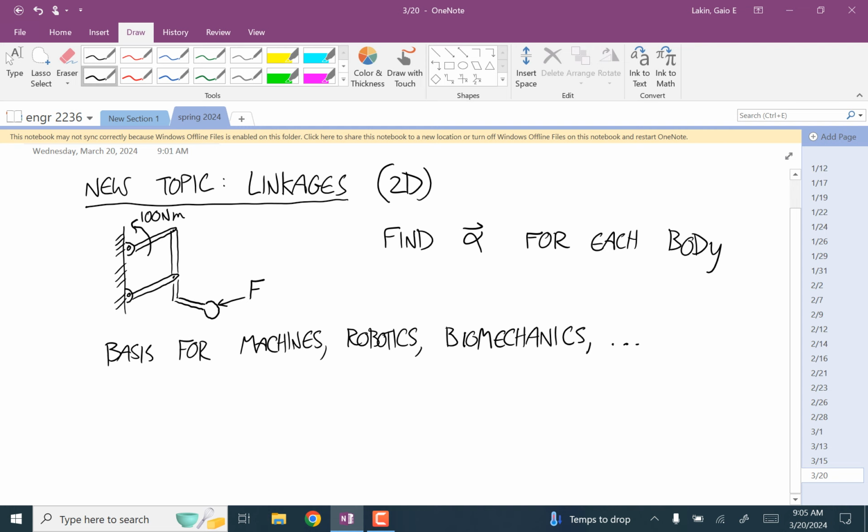What's the difference between a linkage and a structure? Did I bring that up before? I think I did. Yeah, it moves, exactly. A linkage moves and a structure doesn't. So if you build a structure and you do a bad job of building it, it becomes a linkage.